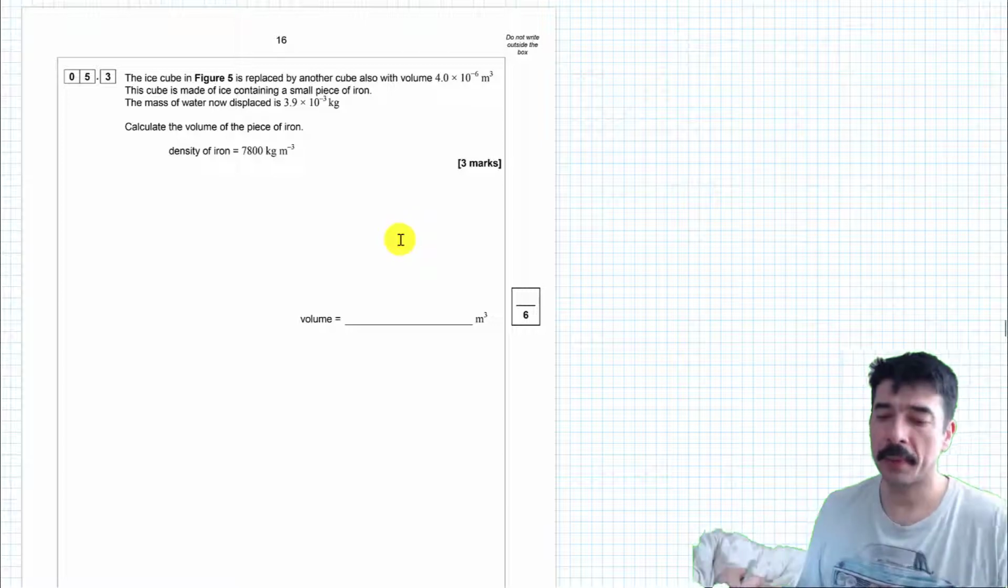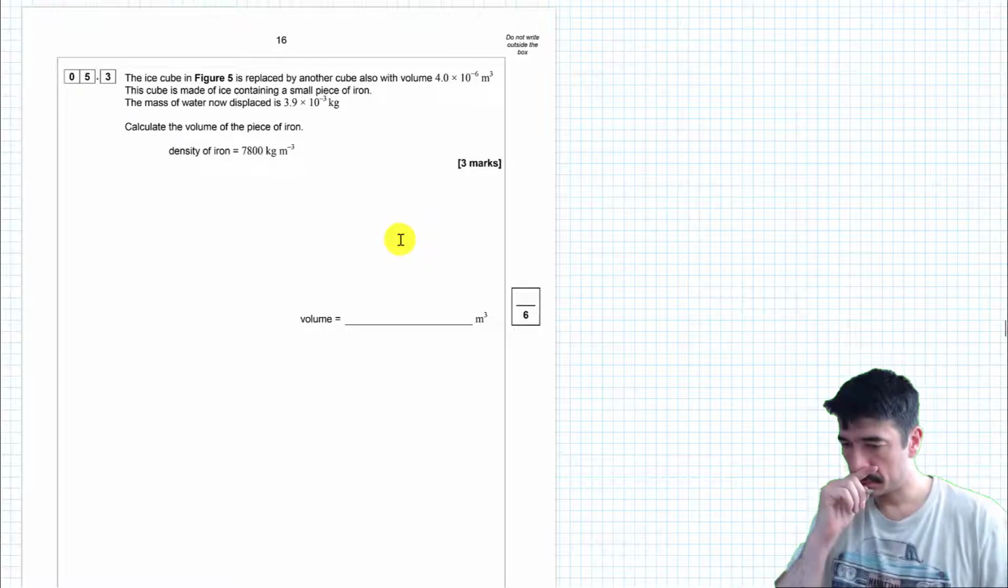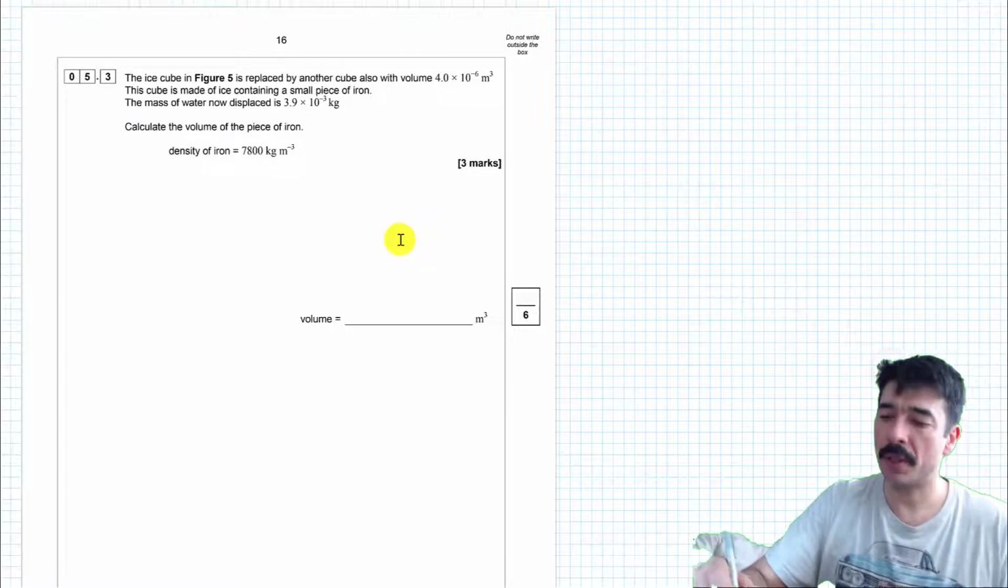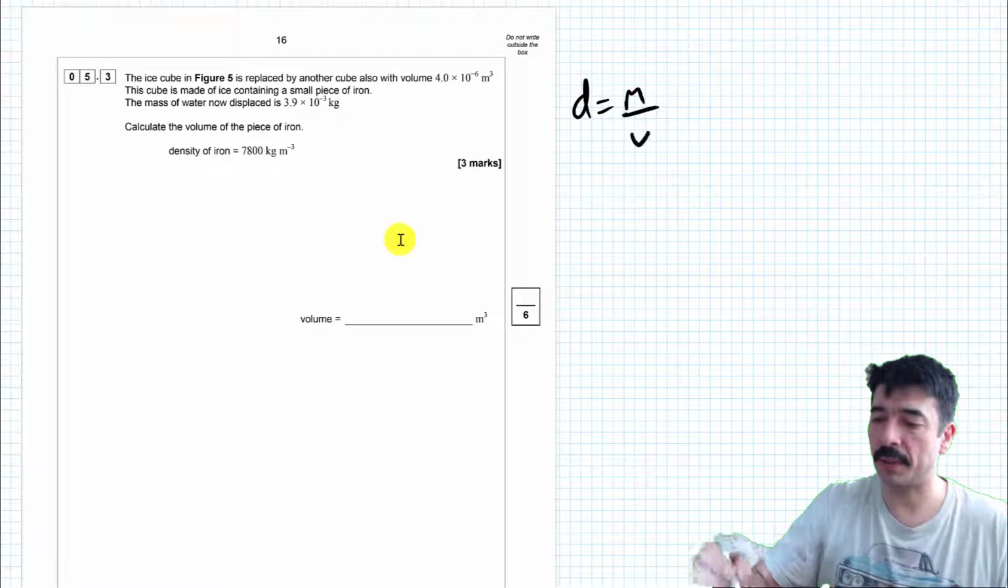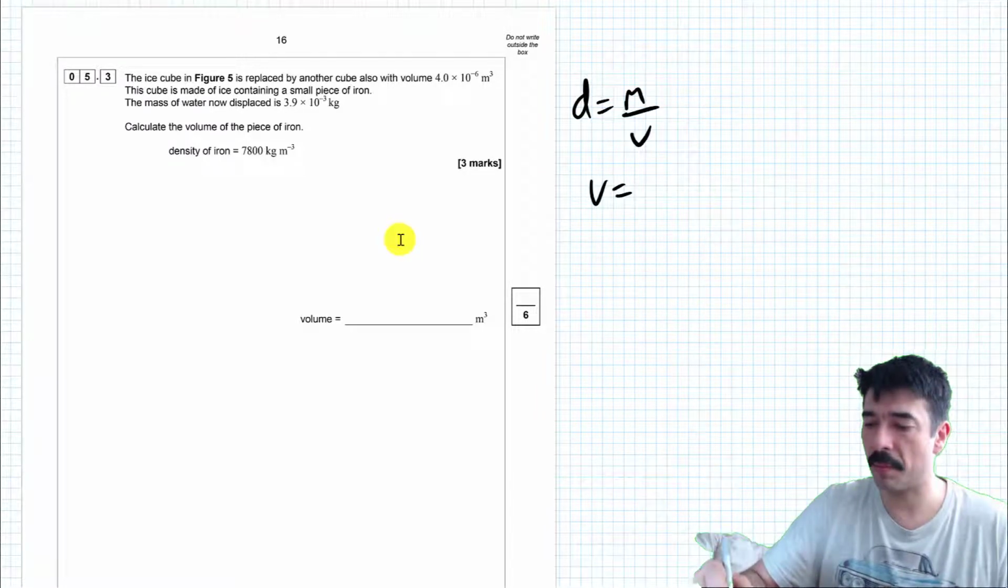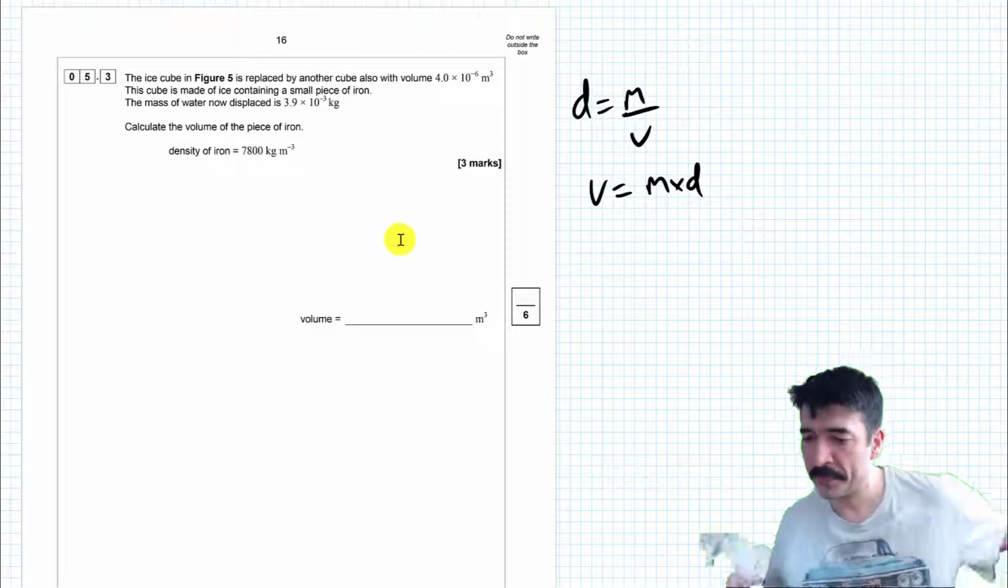Right. So, just remind ourselves, density is equal to mass divided by volume. Volume is equal to mass times density.